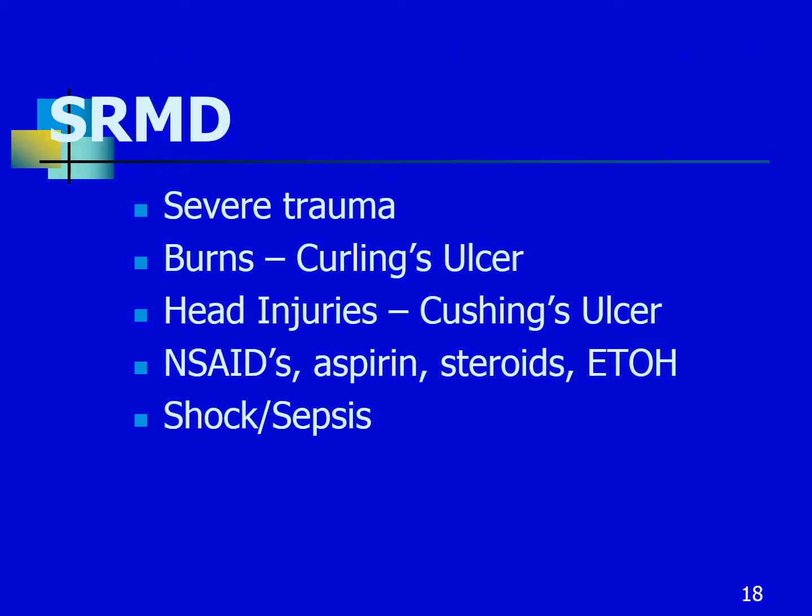So what you see here are the different issues that peptic ulcer disease will cause. There could be trauma. Sometimes it could be caused because of a patient that is burned, head injury, NSAIDs, aspirin, steroid, alcohol, or shock can cause that. All right, and we'll get to talk a little bit more about the differences in these ulcers, and compare them a little better. Next slide.